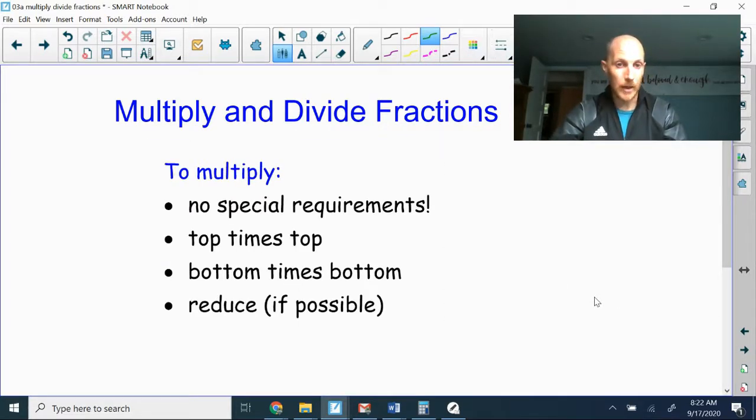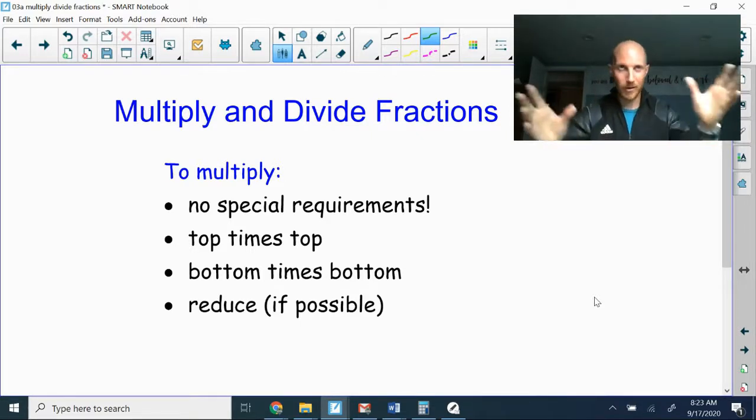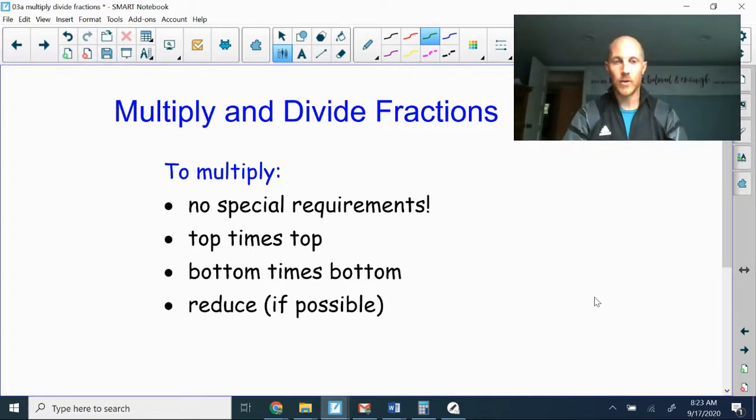And in order to multiply fractions, there are no special requirements. I know a lot of times when we get into fractions, we start thinking about all these different rules, and there certainly are rules about fractions, but they really don't apply to multiplying. So common denominators and all that stuff has nothing to do with multiplying and dividing. So no special requirements. You have two fractions, you multiply the top times the top and the bottom times the bottom, and reduce if possible. You can't always reduce fractions, but if you can, do it.